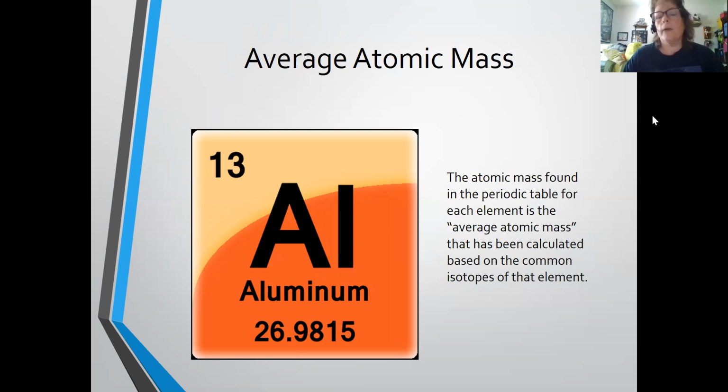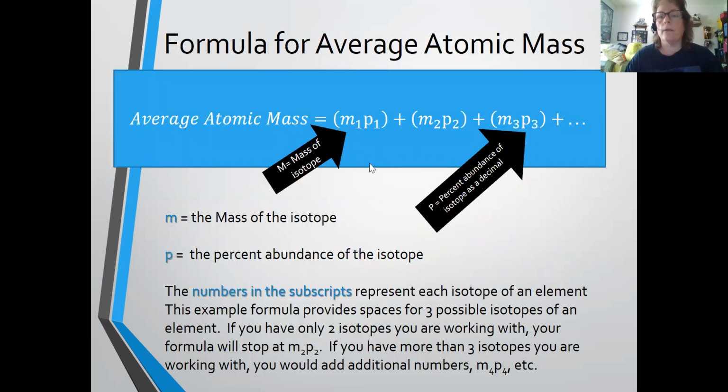The atomic mass found in the periodic table, this number right here, is the average atomic mass that has been calculated based on all the common isotopes of, in this case, aluminum. Okay, so there's other isotopes out there with different atomic mass numbers, but this one that's showing up on the periodic table is the average of those isotopes. All right, so what does that mean? Maybe if you do some calculations, you'll understand.